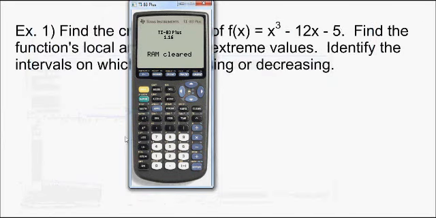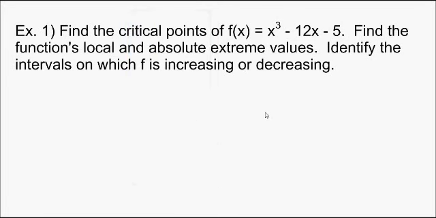So when I graph this, y equals x cubed minus 12x minus 5. Let me zoom out just a little bit. Okay, so it's looking to me like I'm going to have two critical points. One's going to be a max over here and a min down here. But again, let's look at this analytically.